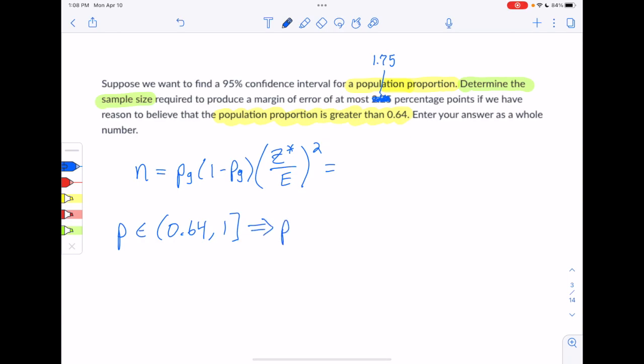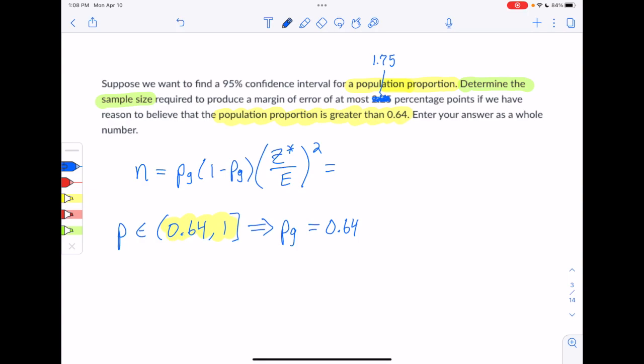When you go to make your guess at P, you're supposed to guess the value from your reasonable range. So here's our reasonable range from 0.64 to 1. You're supposed to guess the value from there that is closest to 0.5. So that entire interval of numbers that they've given us is greater than 0.5, so the number closest to 0.5 would be the lower end, which would be 0.64. So there's one of our numbers.